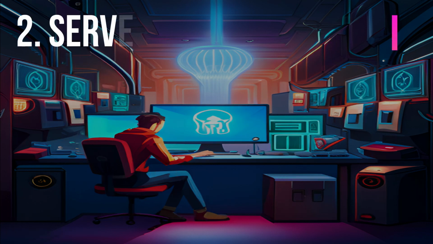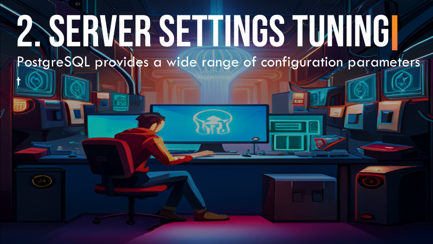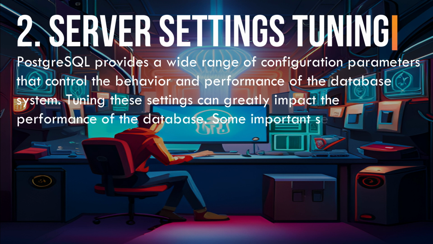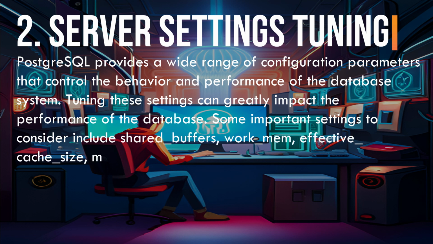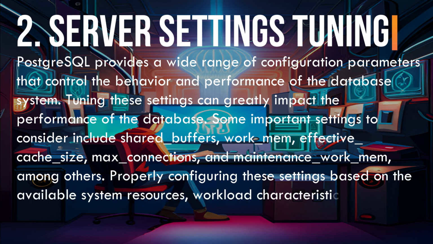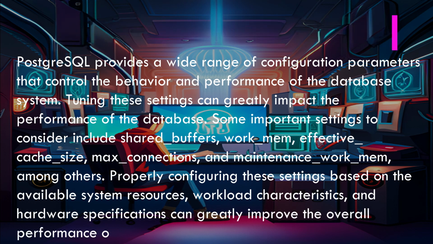2. Server settings tuning. PostgreSQL provides a wide range of configuration parameters that control the behavior and performance of the database system. Tuning these settings can greatly impact the performance of the database. Some important settings to consider include shared_buffers, work_mem, effective_cache_size, max_connections, and maintenance_work_mem, among others. Properly configuring these settings based on the available system resources, workload characteristics, and hardware specifications can greatly improve the overall performance of PostgreSQL.